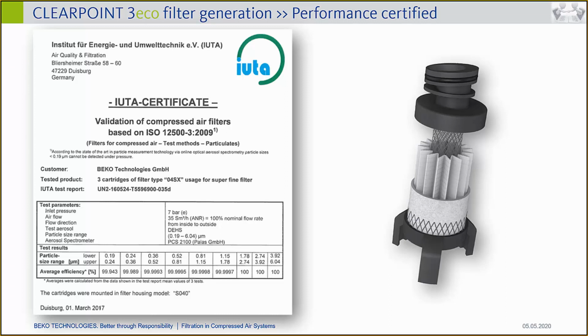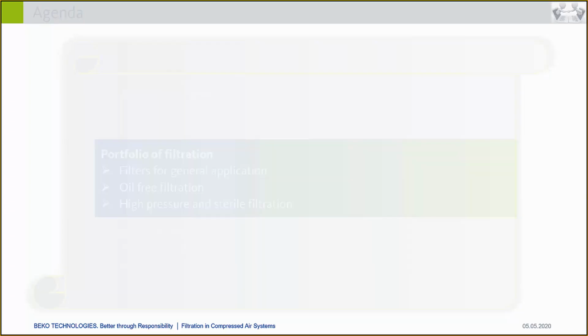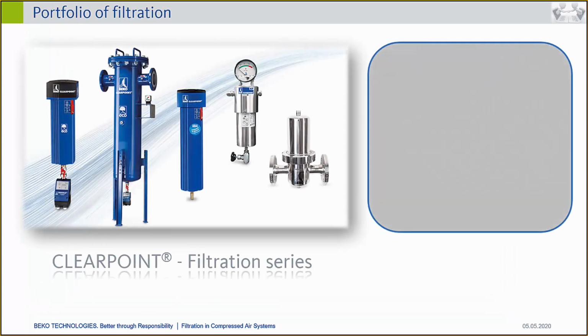We are right at the next topic here, which means portfolio filtration. So we will have an overview of our portfolio, of the range of our filtration series. And we will start with the general overview. So what do we have? We have some smaller and bigger filters for the general application processes. And we also have stainless filters for high pressure application and also for sterile application. Some of the key data are mentioned here on the right area.